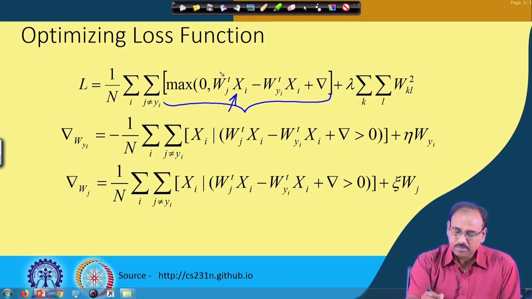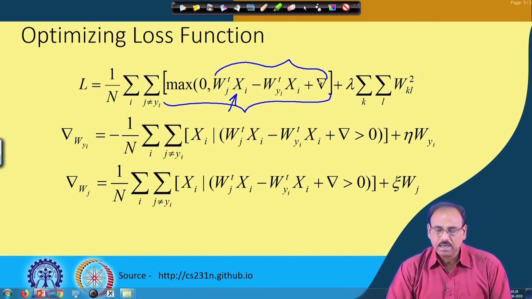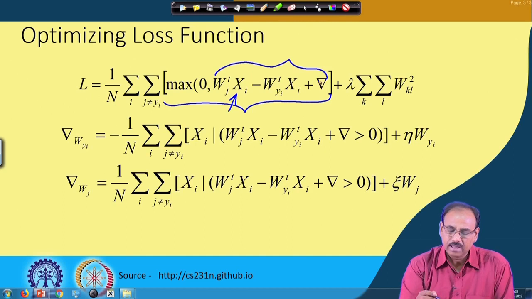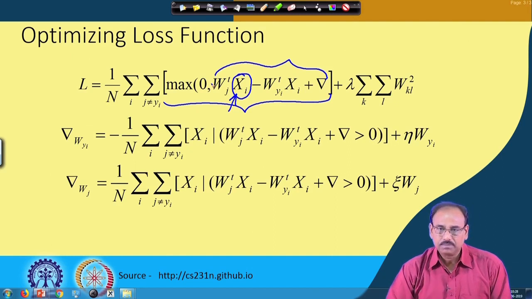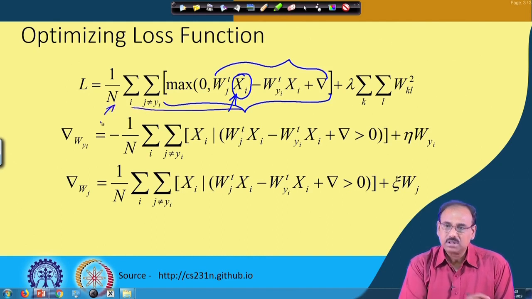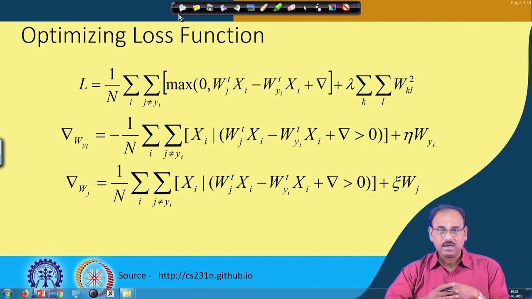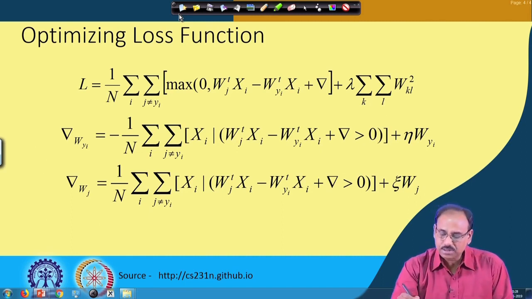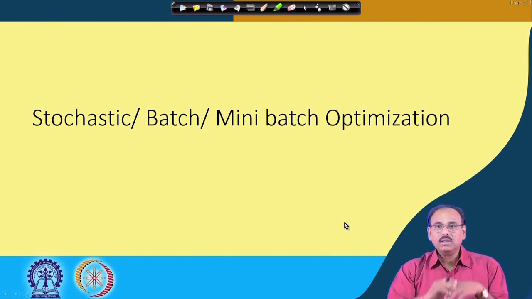So, wherever this term, W j transpose x i minus W y i transpose x i plus delta, is greater than 0, I assume that the corresponding x i is not correctly classified, and this leads to an error term. I have to compute this error term for all those training samples, sum them up and take the average to compute the overall loss function. That is in some cases problematic if your training sample size is very, very large. This approach is known as batch optimization technique, because you are considering all the training samples together.